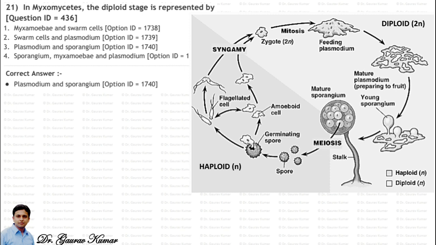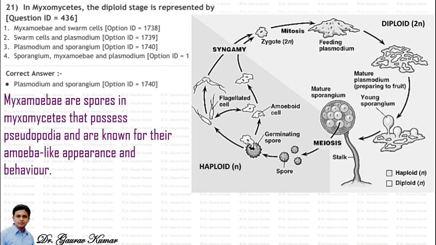So obviously the spores are haploid, and then the spores germinate and form either amoeboid cells, with the amoeba-like structure, or swarm cells which are biflagellated; they undergo syngamy and again form the zygote. So the answer for this is plasmodium and sporangium. You can see that the sporangium as well as the plasmodium are both diploid. Myxamoebae are spores in myxomycetes that possess pseudopodia and are known for their amoeba-like appearance and behavior.